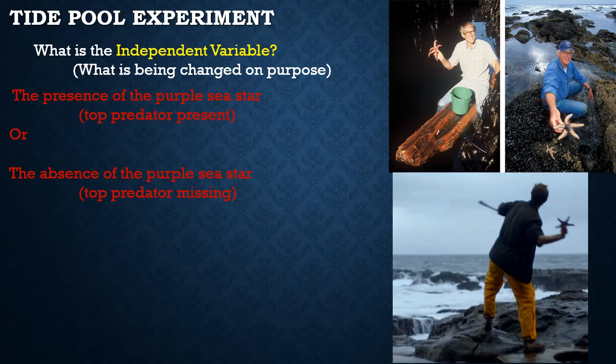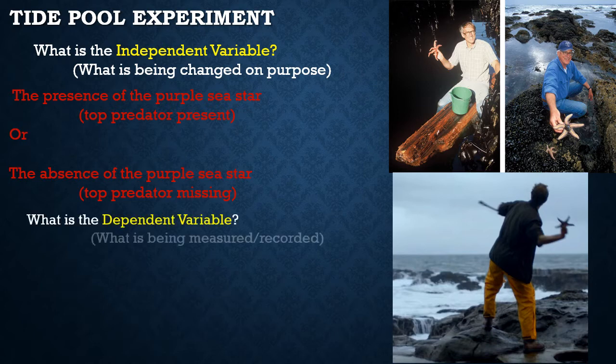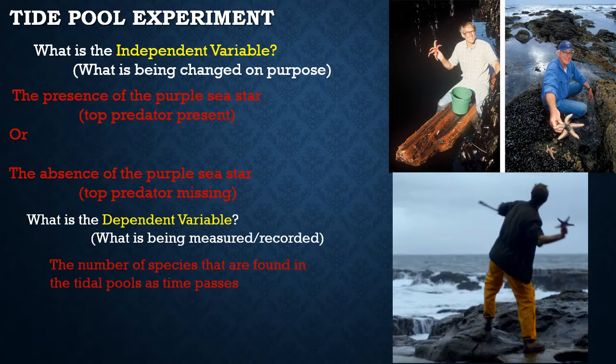So he had multiple trials going, but the thing we're really focusing on changing is the top level predator, the sea star, this guy here, the purple sea star. Is it present or is it missing? What was the dependent variable? Simple. What was being measured and recorded? The number of species that we find in the tide pool as time passes.